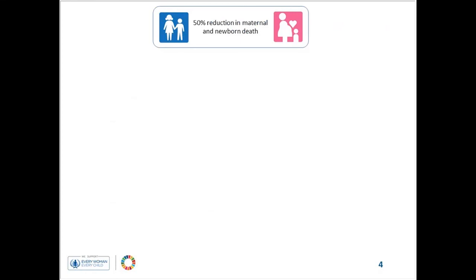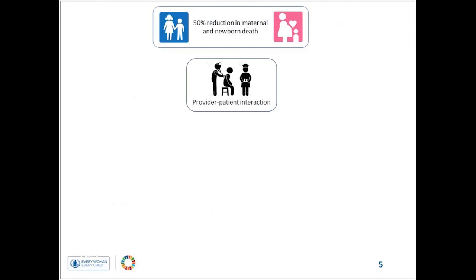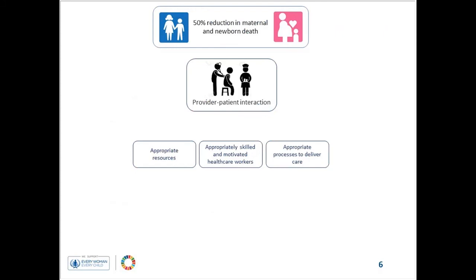Now, the only way for that to happen is if something different happens between the provider and the patient, right? So if people get the same care in 5 years that they do now, we won't see any reduction. We have to change what happens at the level of the patient and the provider. And what happens at the level of the patient and provider is governed by 3 things. It's governed by resources, skilled and motivated health workers, and then also processes that are used to deliver care.